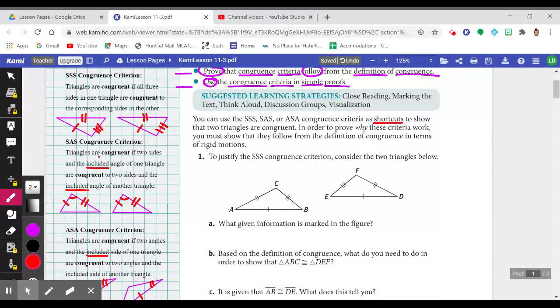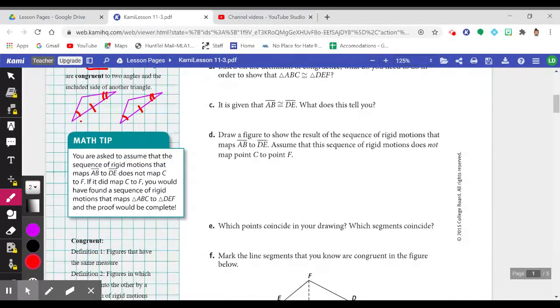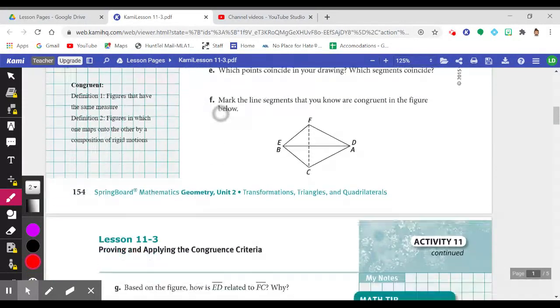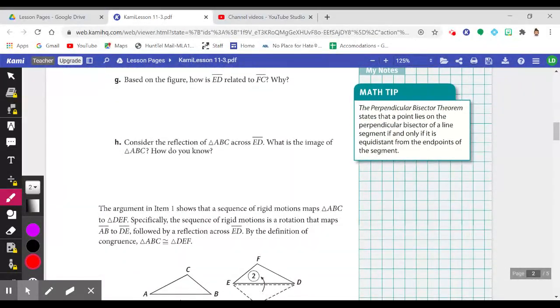In order to prove why these criteria work, you must show that they follow from the definition of congruence in terms of rigid motions. That's what we were talking about, the second definition there. So at this time, if you would roll over to page 155 and draw a line right below H. And again, what the line tells us is to pause the video, try to work 1 through H before playing through and seeing my answers and the explanation of it.